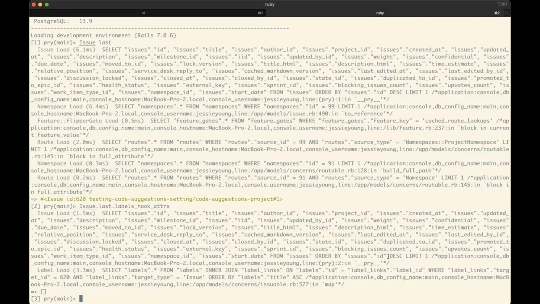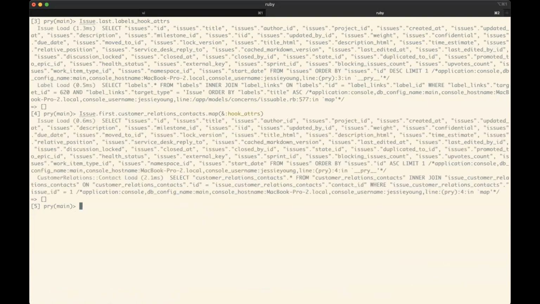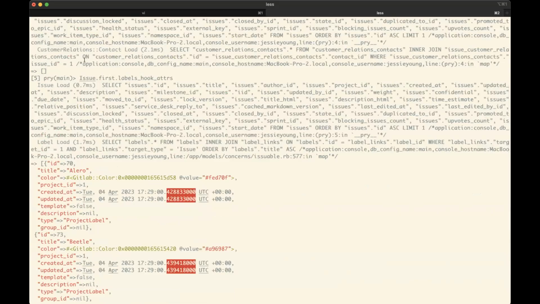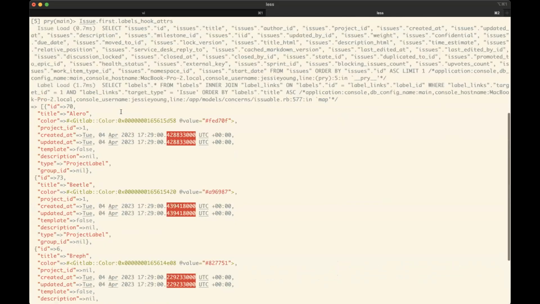Issue.first I found had labels for me. I don't know whether you'll be so lucky. Okay, no, I did last again. You just grab the last label and get the hook attributes. Good idea. Oh, so there we go. The first issue has label hook attributes, but it doesn't have customer relations contacts hook attributes. So maybe that's why.